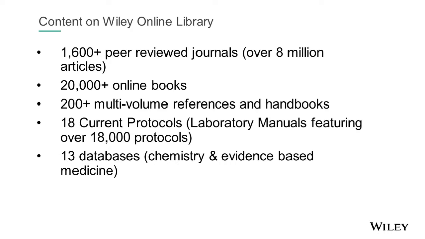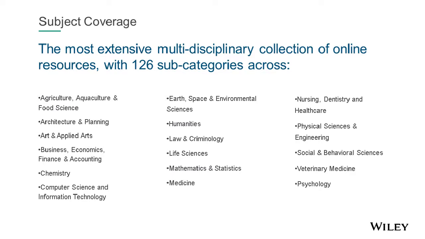All right, so let's take a closer look at the content. This is the content that we have available within the Wiley Online Library, up to over actually 1,600 peer-reviewed journals, which include over 8 million articles, over 20,000 online books, over 200 multi-volume references and handbooks, 18 current protocols, and 13 different databases. So this would be the whole universe of content that you could find within the Wiley Online Library. And obviously today we're going to be focusing more on medicine-related, nursing, dentistry-related disciplines, but just to let you know that there are also other disciplines and fields of expertise available within the Wiley Online Library, as you can see on the screen.